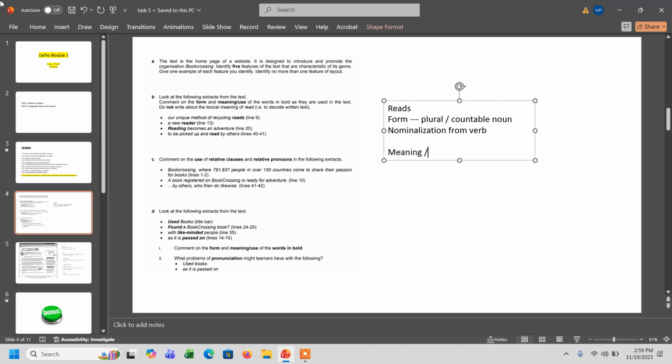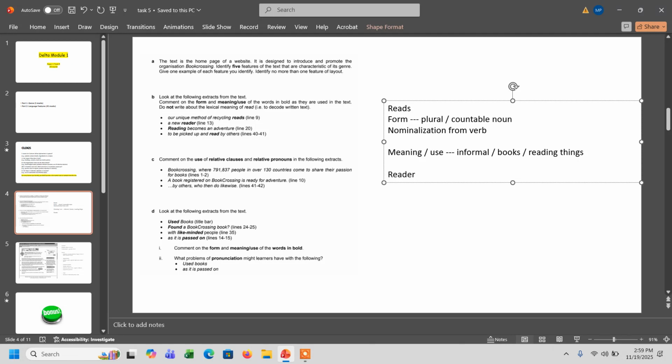How about meaning and use? It is informal, of course, and it is talking about books or reading things, maybe a magazine. It is related to books. So reading things. I can't think of anything else, so let's move on to another one.